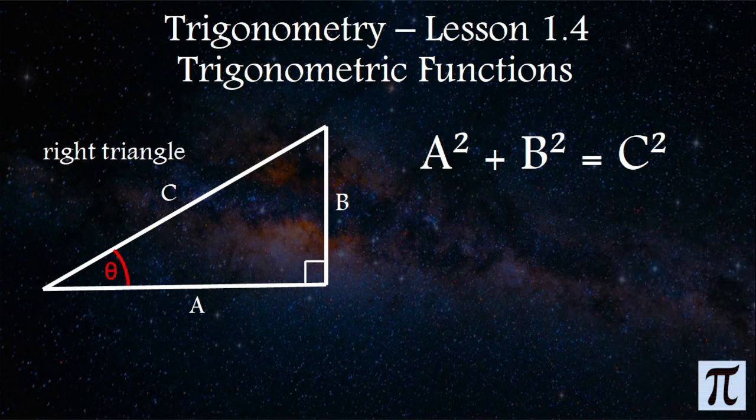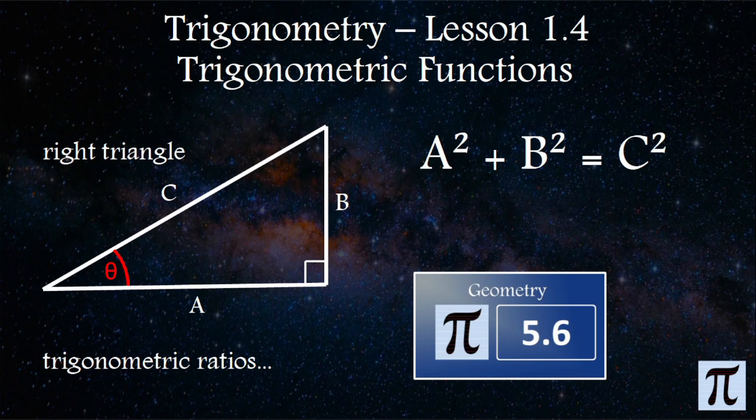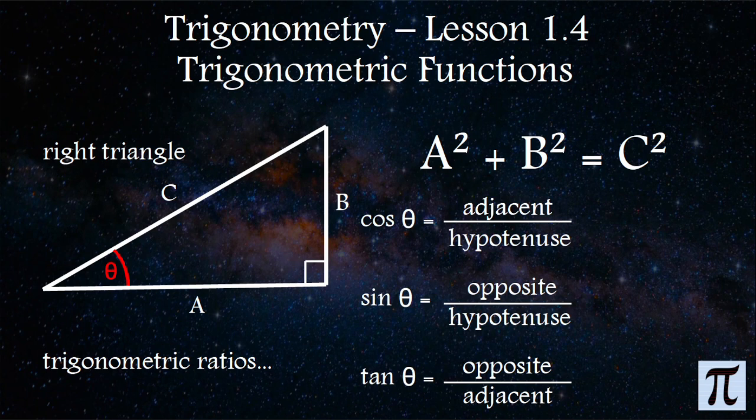So let's take a look at this angle here between side A and the hypotenuse C, and we'll call it theta. This is a review of the trigonometric ratios that we covered in 5.6 in the geometry series. But as a reminder, the cosine of an angle is the adjacent side over the hypotenuse, the sine of that same angle is the opposite side over the hypotenuse, and the tangent is the opposite over the adjacent. They are fractions, but really they're ratios comparing two lengths of the triangle.